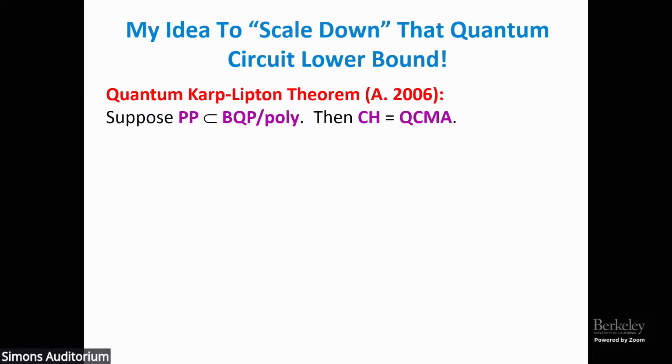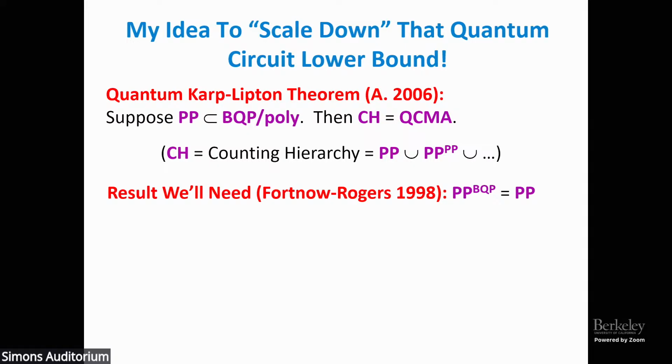Here's what it says. Suppose that PP has polynomial-sized quantum circuits, or equivalently that sharp P does. Then the counting hierarchy, CH, collapses to QCMA. So what is the counting hierarchy? If you haven't seen it, it's like the polynomial hierarchy, but starting from PP instead of from NP. So it's PP and PP with PP oracle and PP with PP oracle with PP oracle and so on. A very interesting class, above P to the sharp P but below PSPACE, as far as anyone knows. Now we'll also need one other important result from Fortnow and Rogers in 1998.